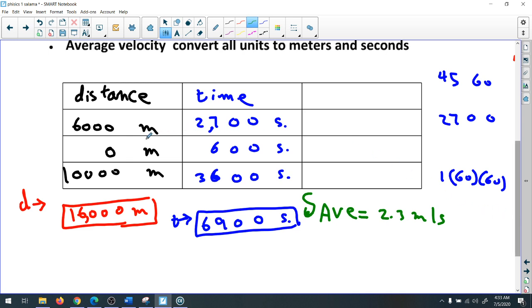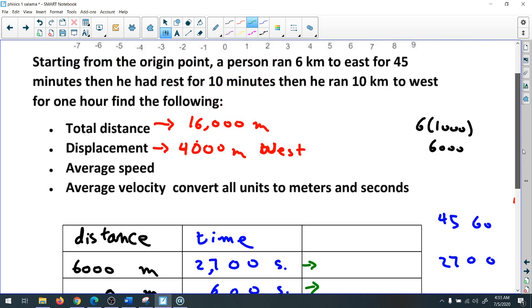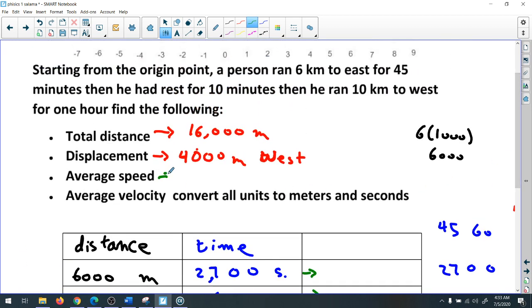And you know that if you divide 6,000 by 2,700, it gives us the first speed, then the second speed, third speed. But for the average speed, a lot of students get confused and add all the speeds. That's not good. If you want to find average speed, you add all distances, add all times, and then divide, which gives us the average speed of 2.3 meters per second.